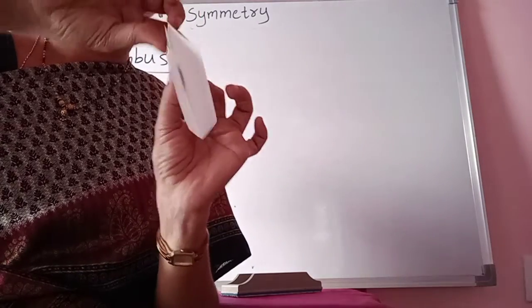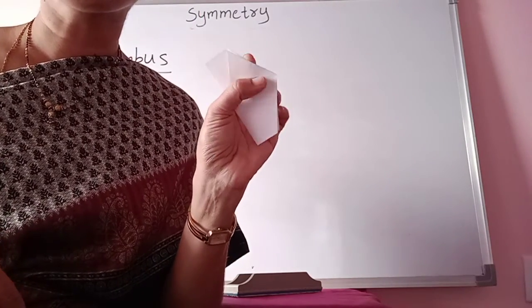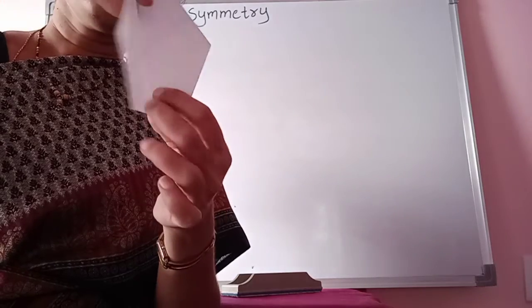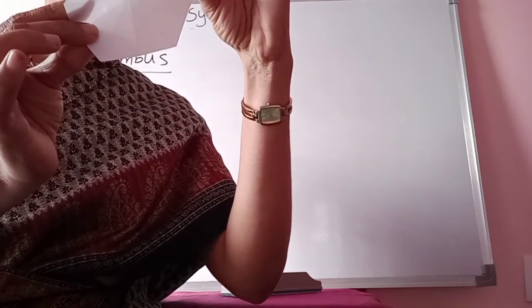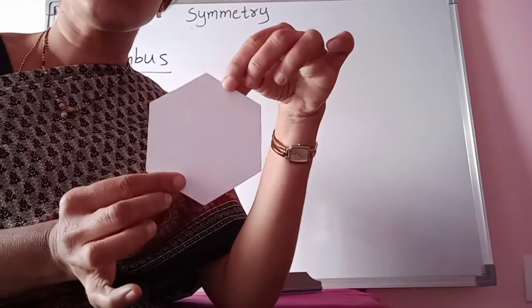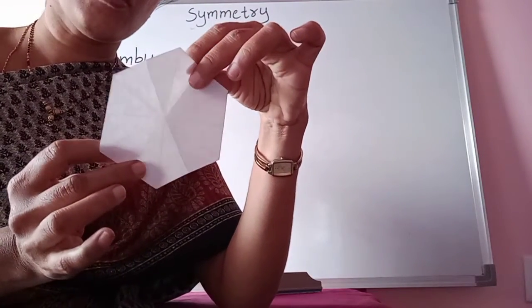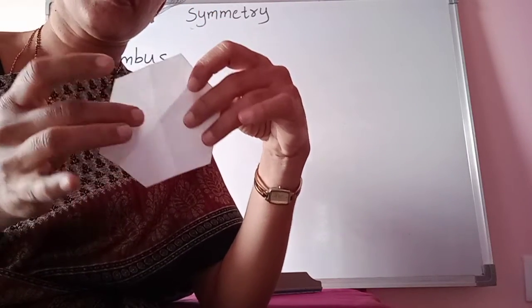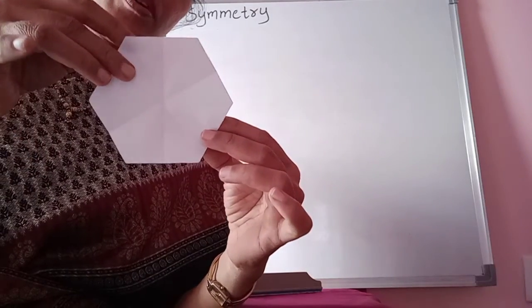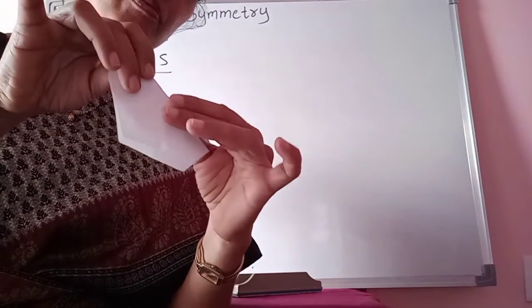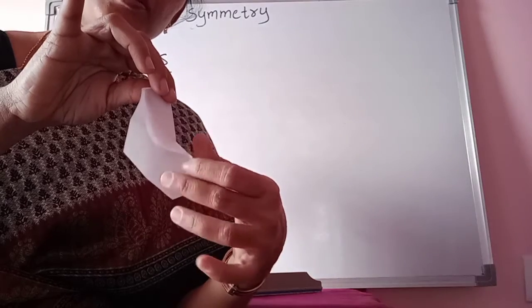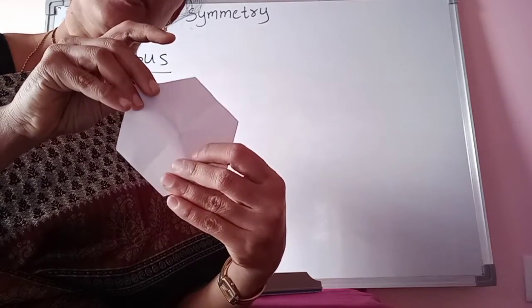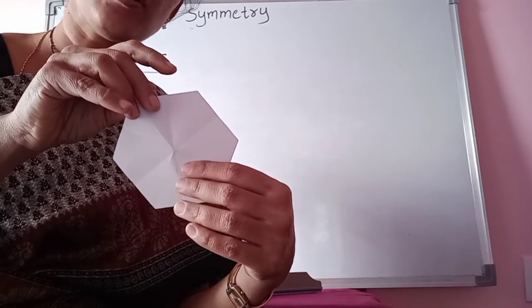Then both the parts exactly coincided, no children? Now I am folding in this way. These two opposite sides I am joining now. Again both the parts exactly coincided. Now these two opposite sides joining. It has 3 pairs of opposite sides, therefore 3 lines of symmetry till now we got.